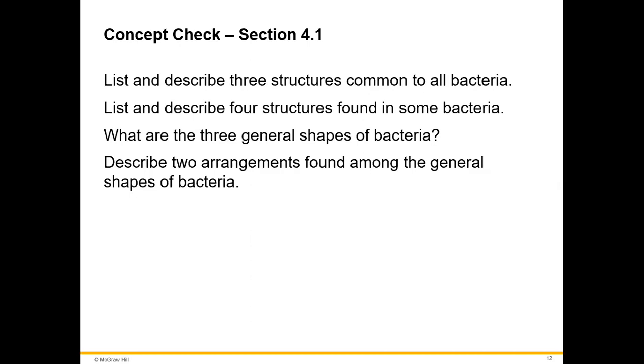What are two arrangements found among the general shapes of bacteria? Staphylococcus. Yeah, the Streptococcus, so those would be in chains. If we said Diplococcus, they would be in pairs. Also in bacilli, you can have an arrangement of a chain of bacteria.